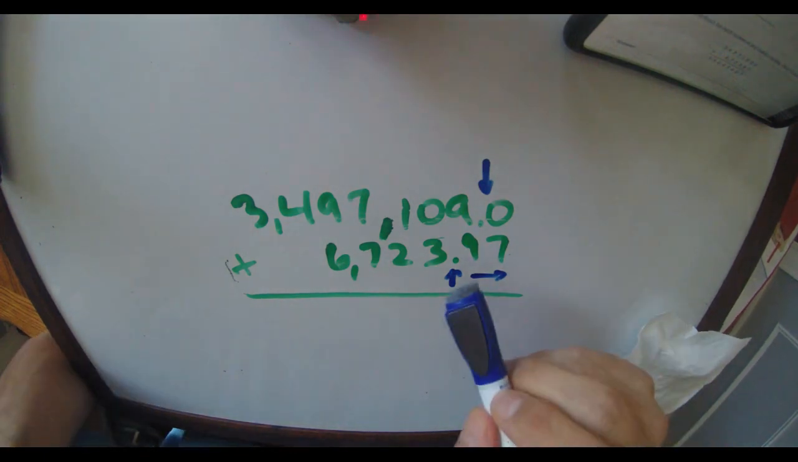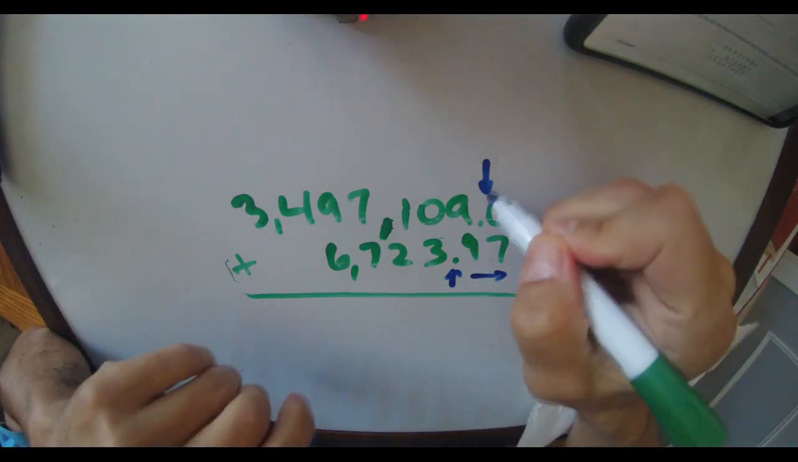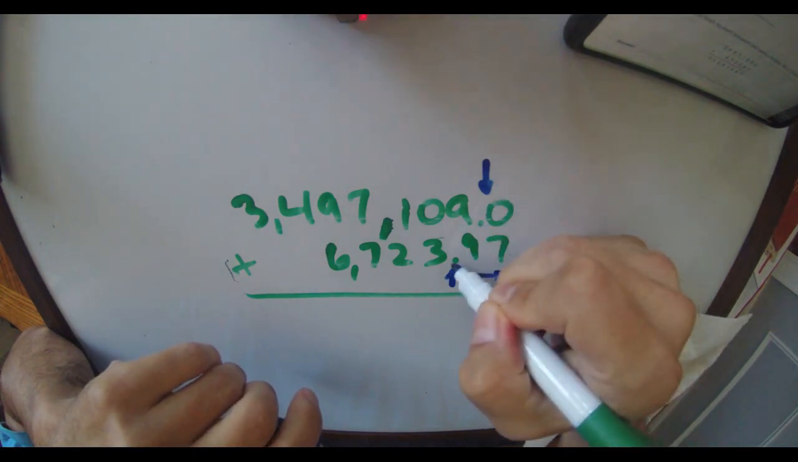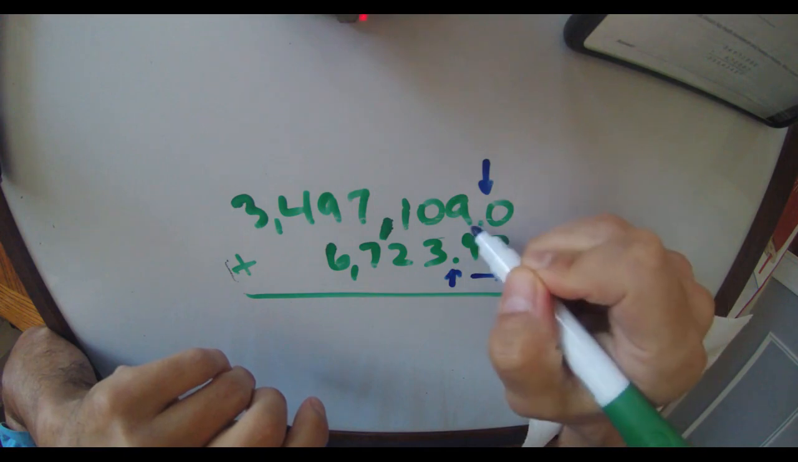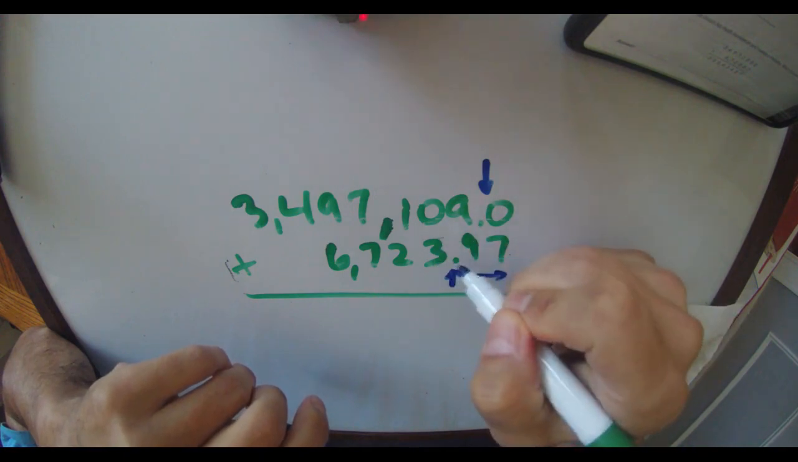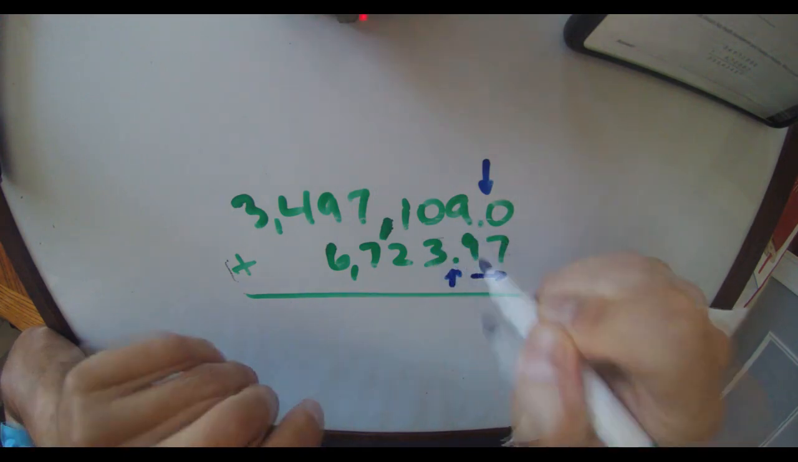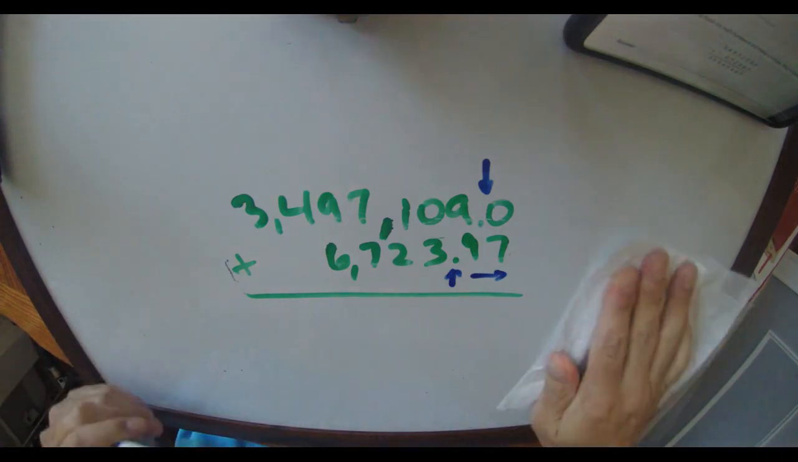But remember, this decimal point and this decimal point need to line up. As it stands, they're not lined up. 0 under 7, 9 under 9, 0 under 3, decimal point not under decimal point. They need to line up. So you can figure that one out on your own if you want to. That's the instruction on that one.